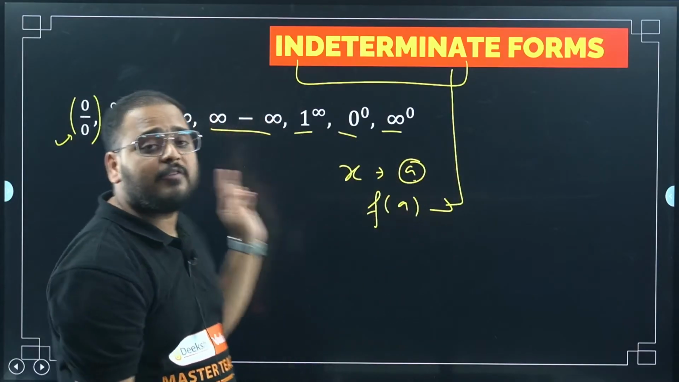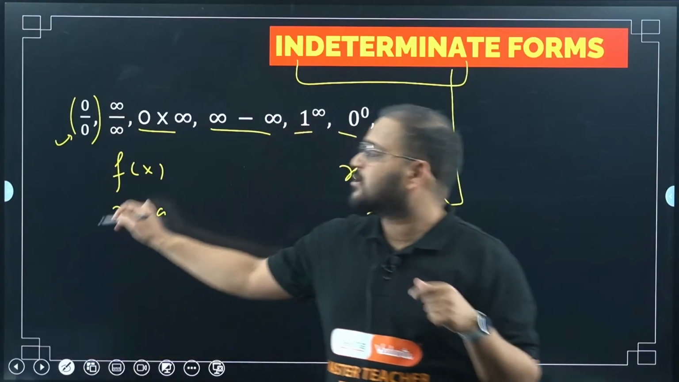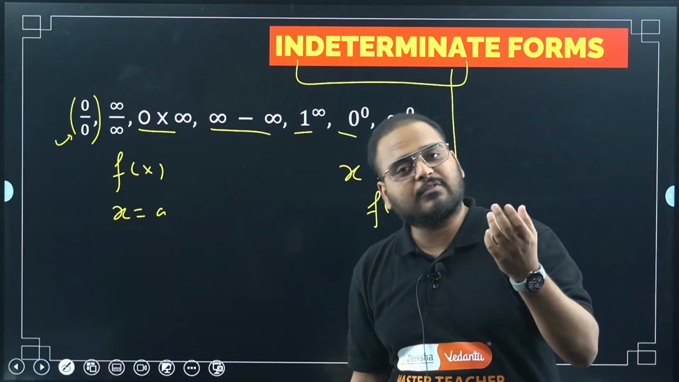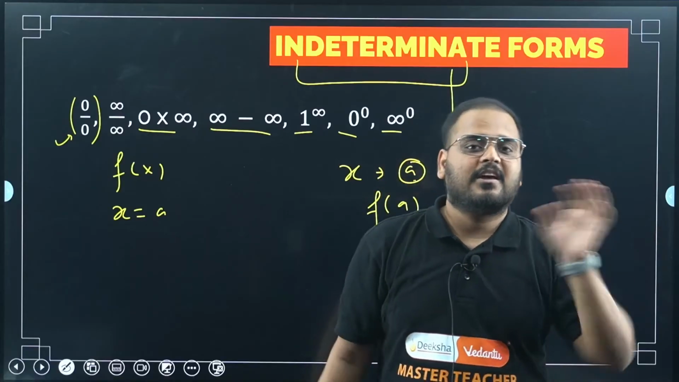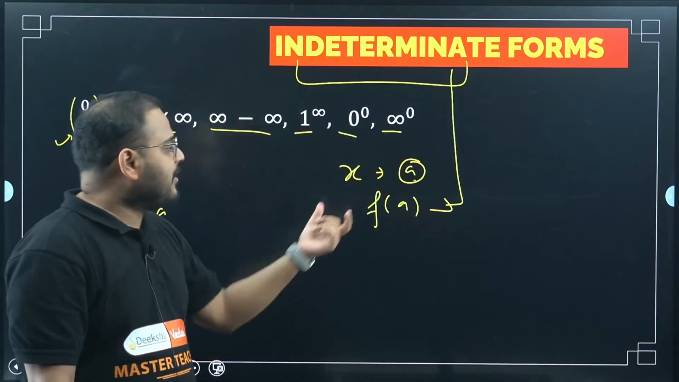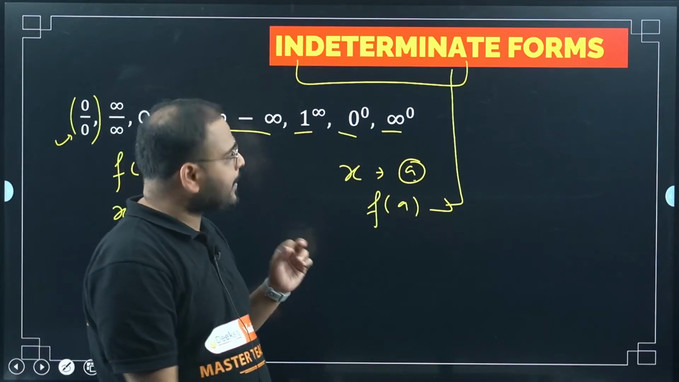One of these forms, if you are able to arrive after putting x equals a in the function, then you have to check for the limits. Again, how will you check for the limits? Find LHL, find RHL. If they are equal, then yes, you'll say the limit exists. If not, then you'll say the function is not defined and the limit also does not exist. Okay, we'll see the situations.